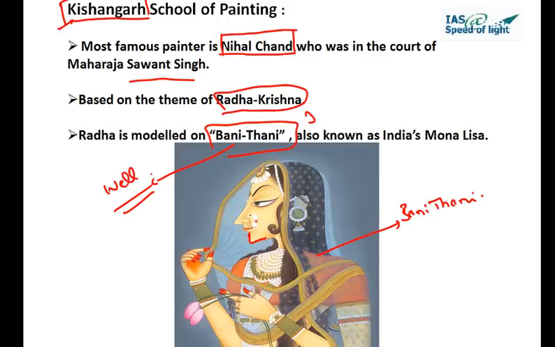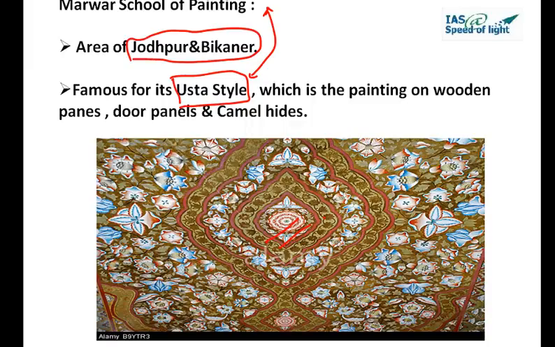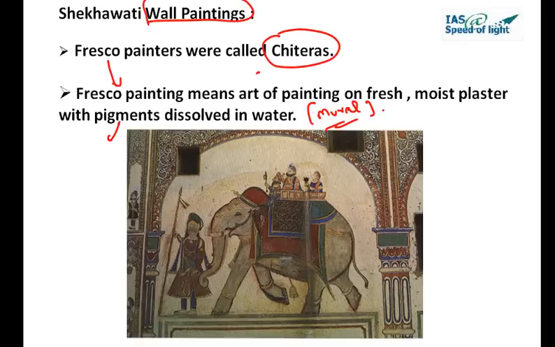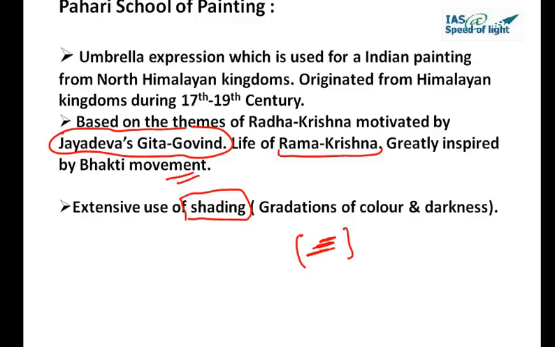Then Rajput paintings, Kishangarh painting, famous Nihal Chand and his Mona Lisa, or Radha modeled on Bani Thani. Mewar school of painting, famous for Usta style. Bundi school of painting, Ragmala and Baramasa paintings. Shekhawati paintings, which are wall paintings, not miniature paintings. These fresco painters were called Chitras in Shekhawati wall painting.